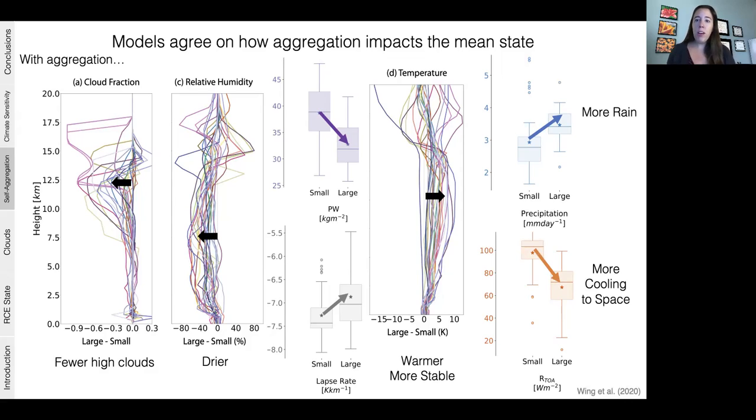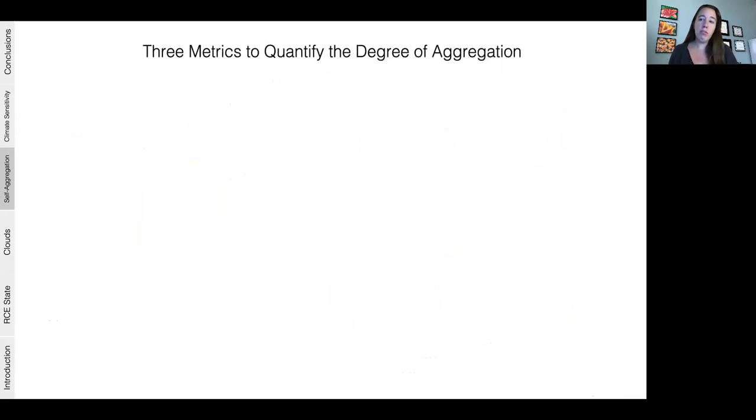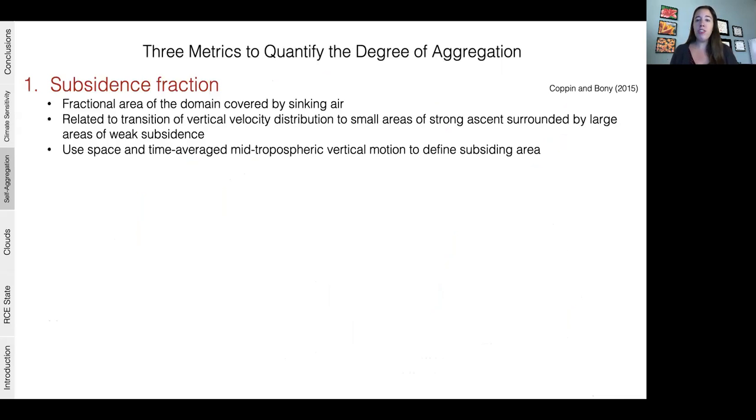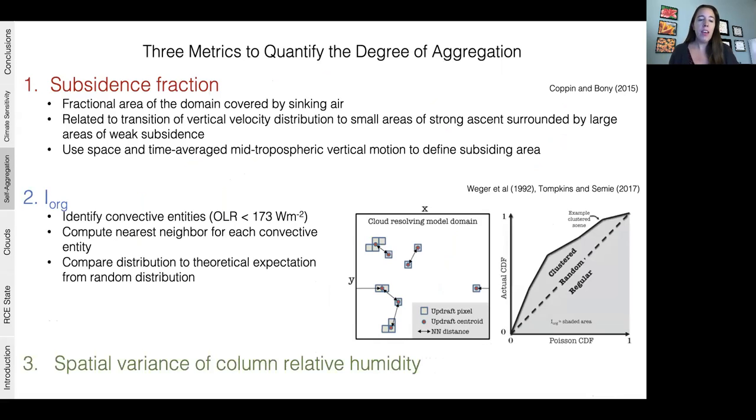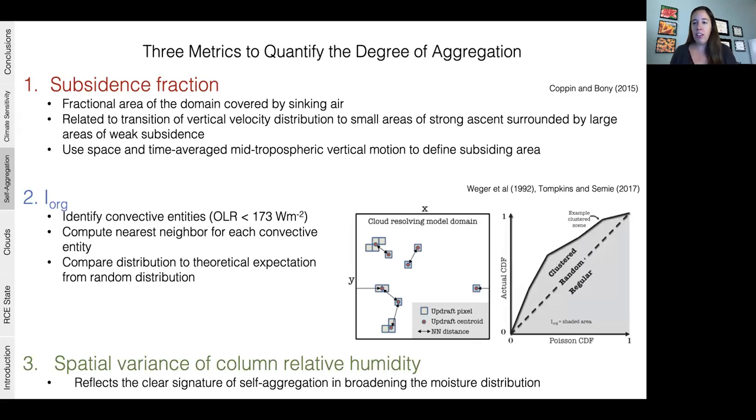In order to assess more quantitatively the degree of aggregation, we use three different metrics. The first is subsidence fraction, which indicates the fractional area of the domain covered by sinking air, and that's larger if you're aggregated or more aggregated. We also use IORG, which is a clustering metric that compares the nearest neighbor distribution of convective entities to the theoretical expectation from a random distribution. And if IORG is greater than 0.5, that indicates clustered convection, and the larger it is, the more clustered it is. We also consider the spatial variance of column relative humidity, which reflects the clear signature of aggregation in broadening the humidity distribution.